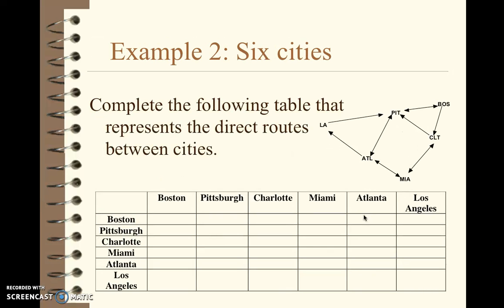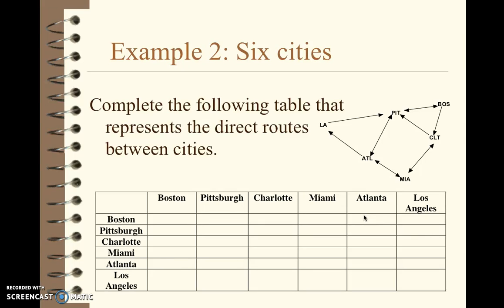Okay, now we're going to have a look at this table and say, right, what are the direct routes between cities? Okay, so let's look first. Between Boston and Boston, is there any direct route between Boston and Boston? No. You'd have to have a stopover somewhere to come back to Boston. Is there a direct route from Boston to Pittsburgh? Yes, we'd put a 1 in there. Boston to Charlotte? Yes, there's 1 in there. Boston to Miami? No. Boston to Atlanta? No. Boston to LA? No.